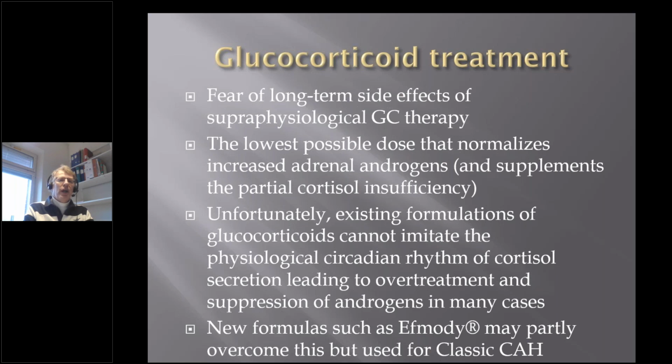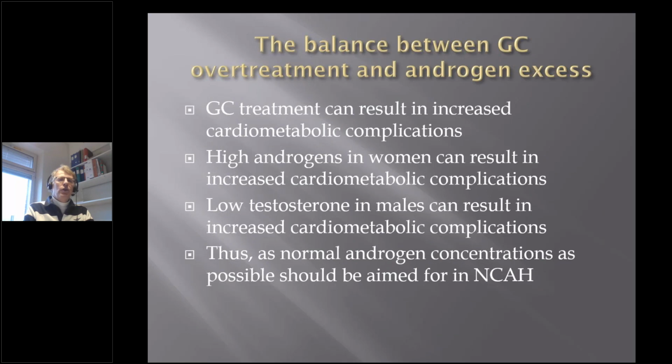Unfortunately, the formulas which we have available cannot imitate the physiological circadian rhythm of cortisol, so usually the patients are overtreated. There are new formulas available, but they are quite expensive and they are only used for classic CAH. So there's a balance between glucocorticoid overtreatment and androgen excess. Glucocorticoid treatment can result in increased cardiometabolic complications. On the other side, high androgens in women can result in cardiometabolic complications. In contrast, low testosterone in males can result in increased cardiometabolic complications. So in summary, a normal androgen concentration, as normal as possible, should be aimed for when you have a patient with non-classic CAH.